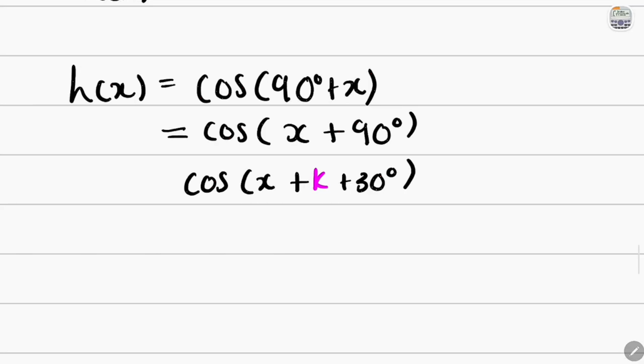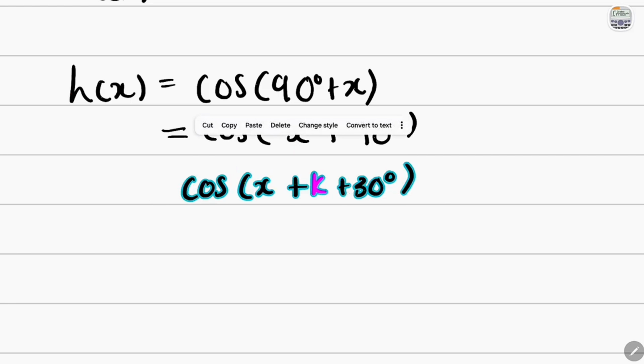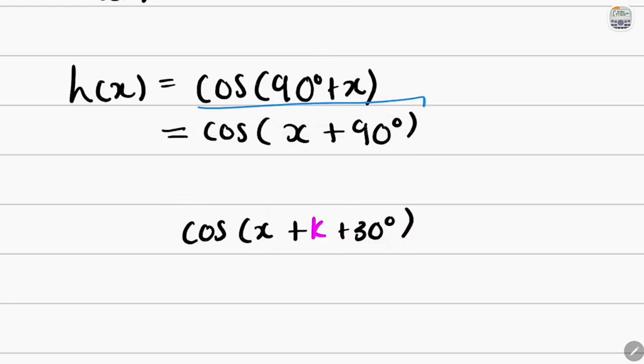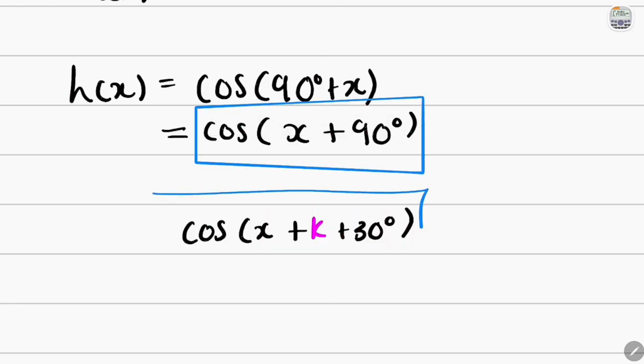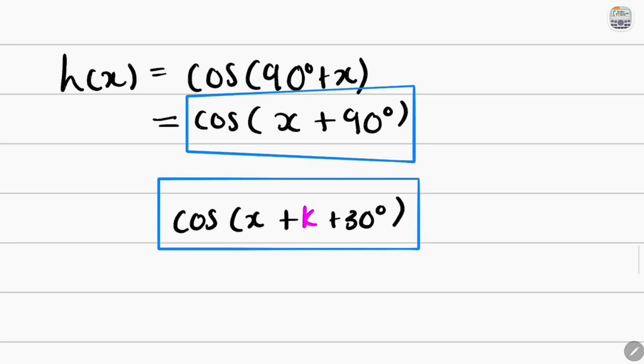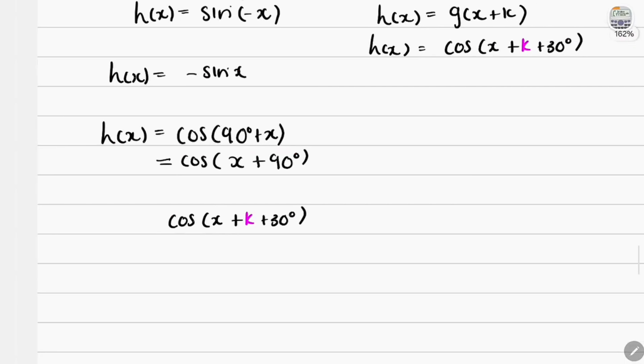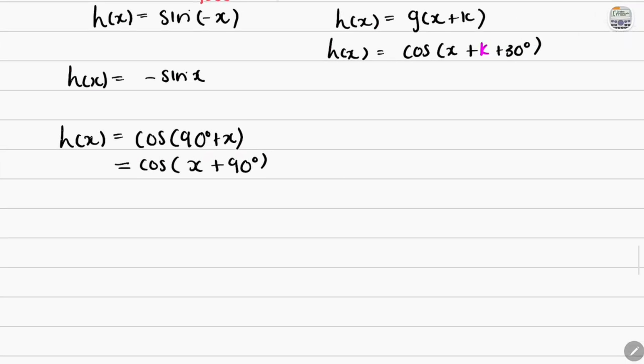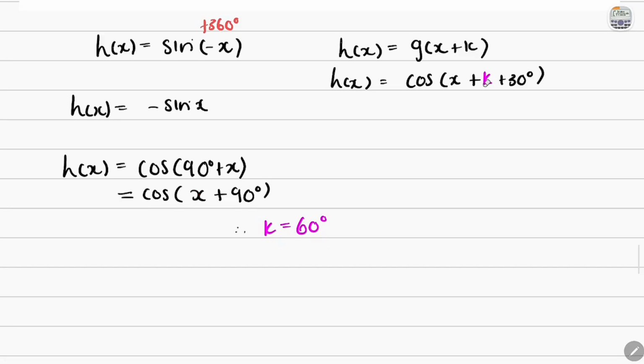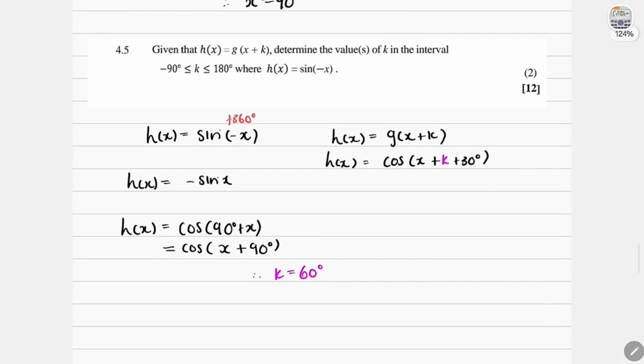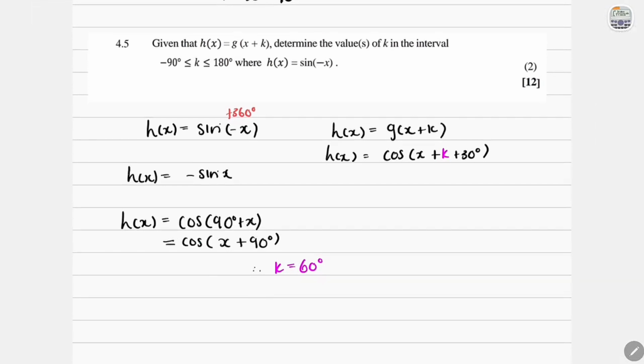So now can you see what exactly the value of k should be for these two equations to be exactly the same? k should simply be what plus 30 degrees gives you 90 degrees? 60 degrees plus 30 degrees gives you 90 degrees. So for them to be equal, k must simply be equal to 60 degrees. If k is equal to 60 degrees, it's also going to say x plus 90 degrees because you put 60 there. Okay, and that is our answer. And that is it for question 4.